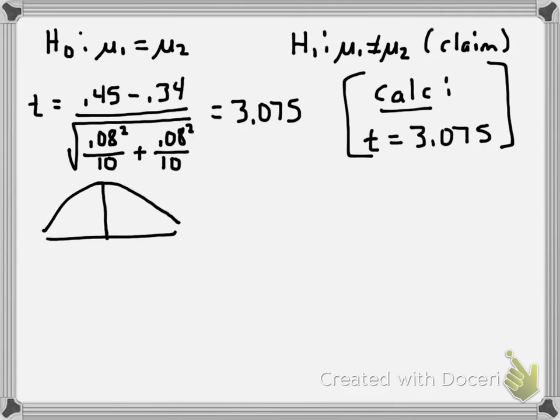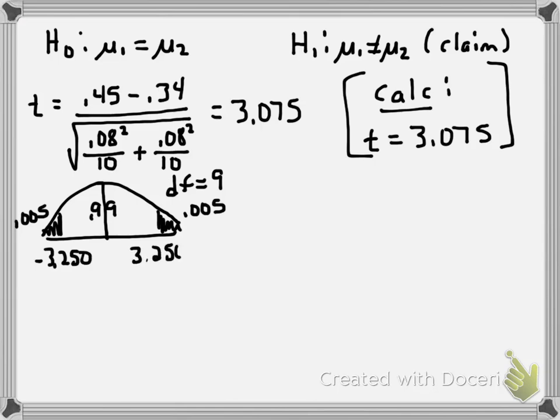From the not equal to in H1, we know that we have a two-tailed test. They told us that alpha is 0.01, so that means that we have 0.005 in each tail and 0.99 in the center. Well, the sample sizes in this case are the same. They're both 10. So if we take the 10 and we subtract 1, that means the degrees of freedom is 9. Use table A3 to find the critical values, and you should get negative 3.250 and a positive 3.250.